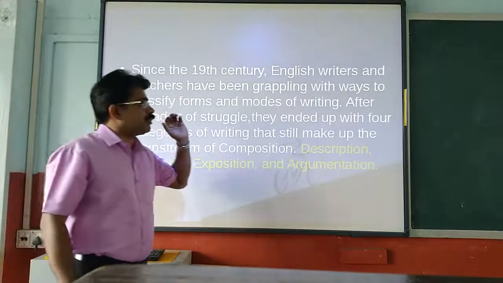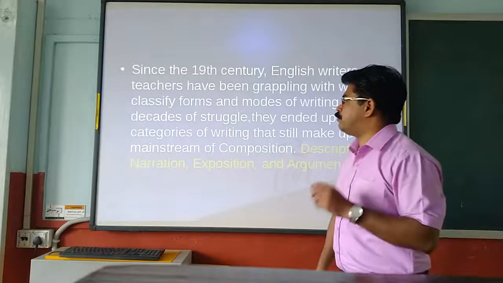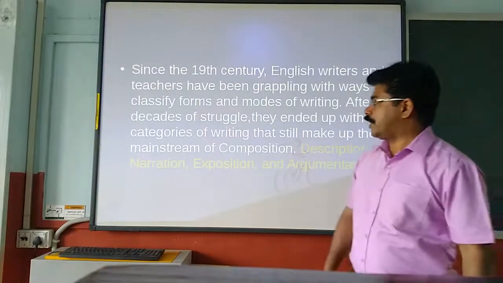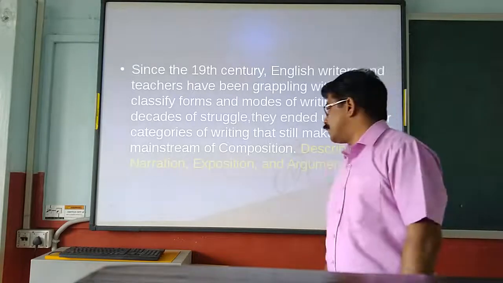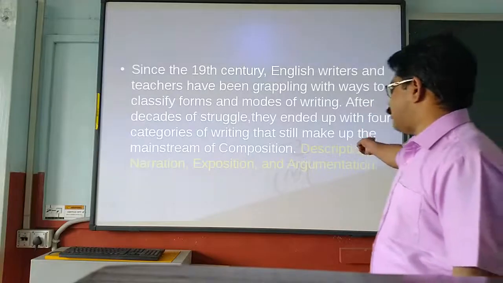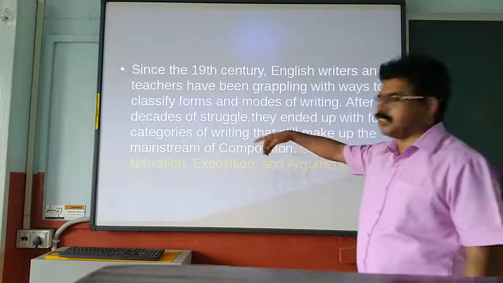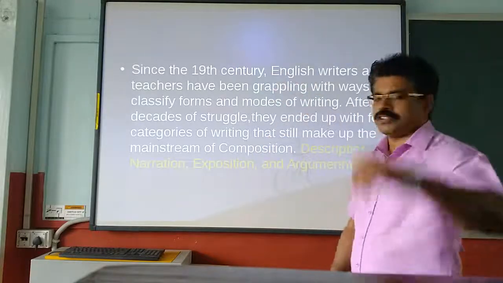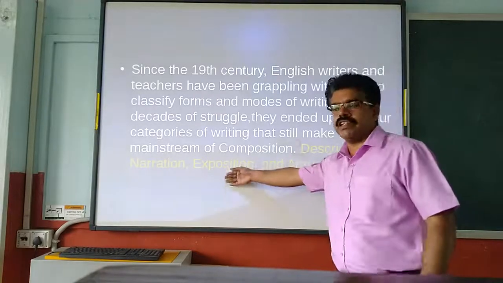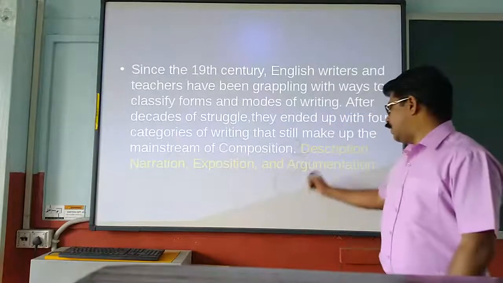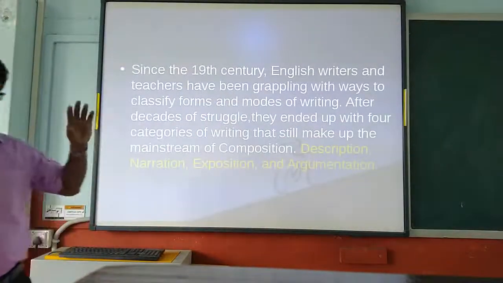Since the 19th century, English writers and teachers have been grappling with ways to classify forms and modes of writing. After decades of struggle, they ended up with four categories of writing that still make up the mainstream of composition. So after long discussions and all those things, finally they came up with four sets of writing. That is description, narration, exposition, this is what I said, reflective and deep thinking, and argumentation. So these are actually the basic four types of composition which we are supposed to study.